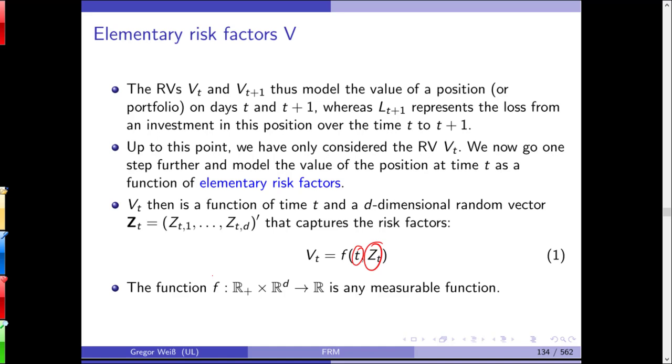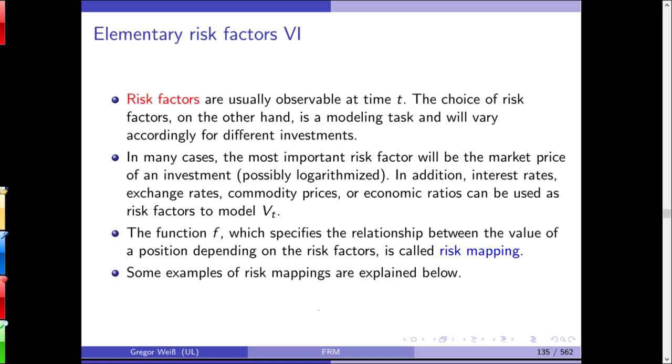So this is a function f that combines and gives you the value of your investment based on the elementary risk factors at any point in time t. And this is supposed to be a measurable function. What are risk factors? Risk factors are usually observable today. And the choice of risk factors is now the modeling task of the risk manager. He needs to identify the risk factors that influence the price, the value of our investment.